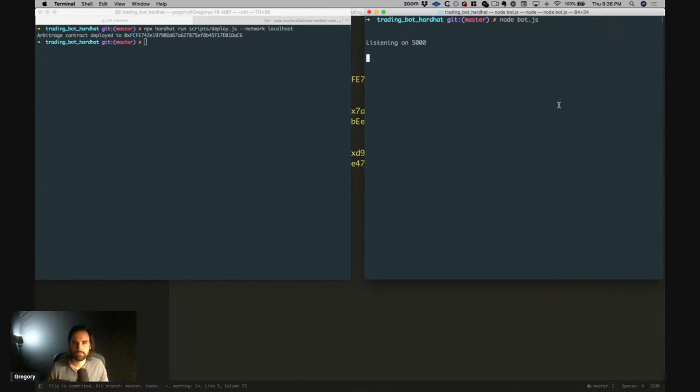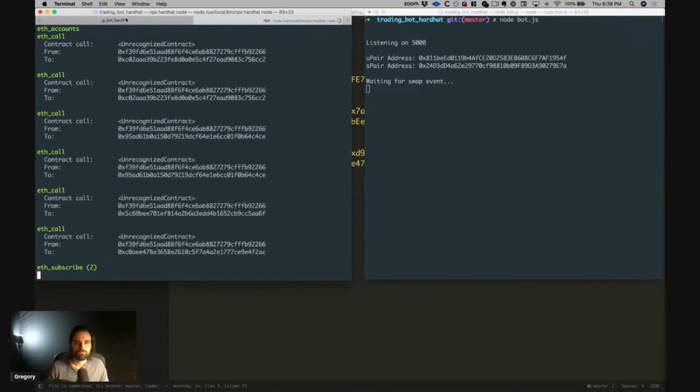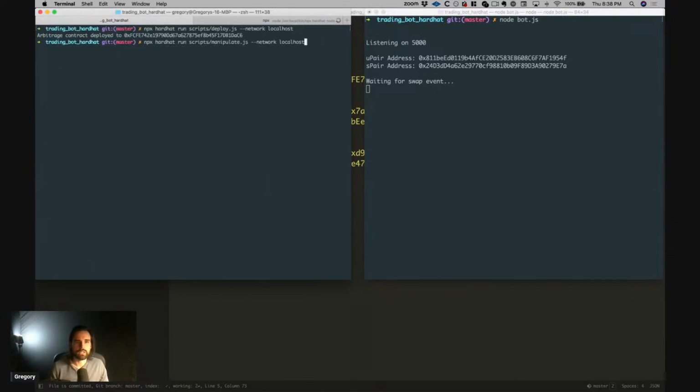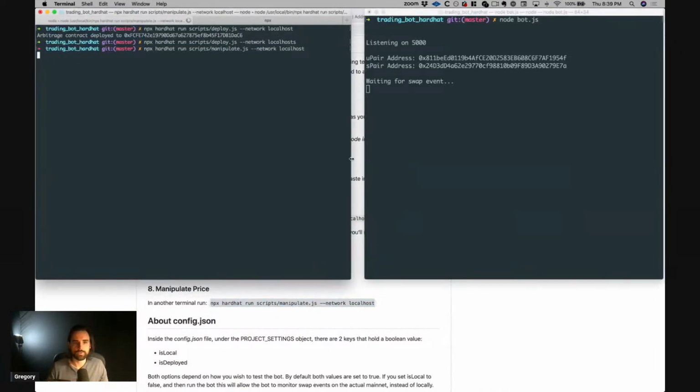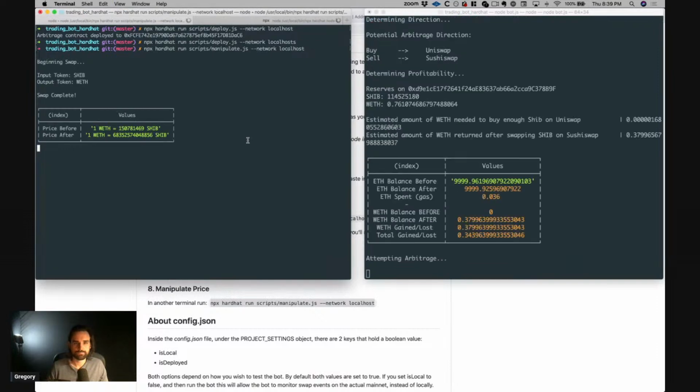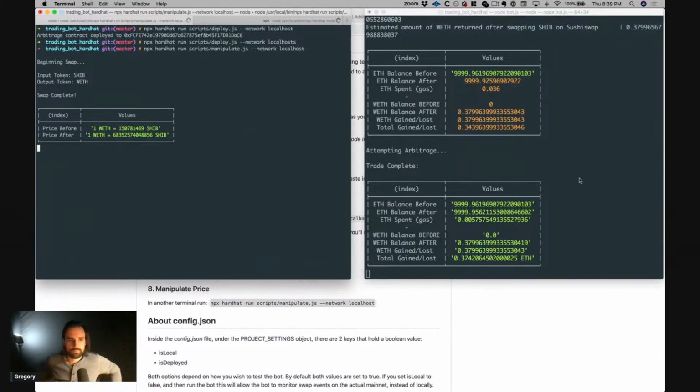node bot.js. Price listening. And now let's manipulate the price. Right, let's just grab that from the thing here. And now hopefully this will work properly this time. All right, it worked.